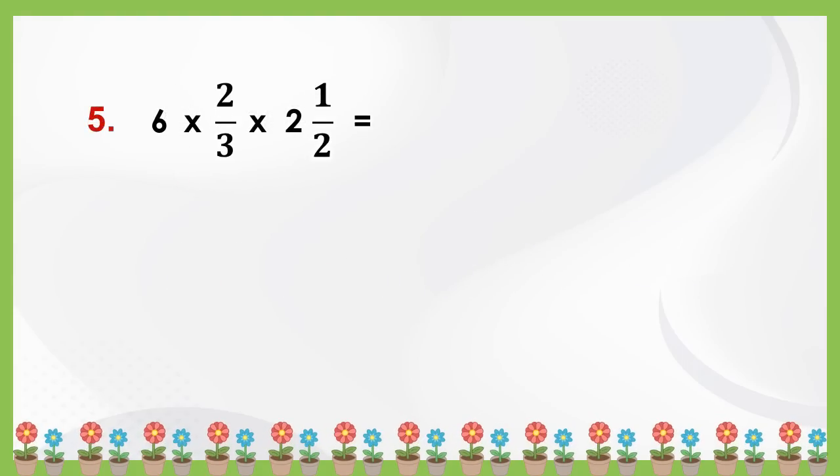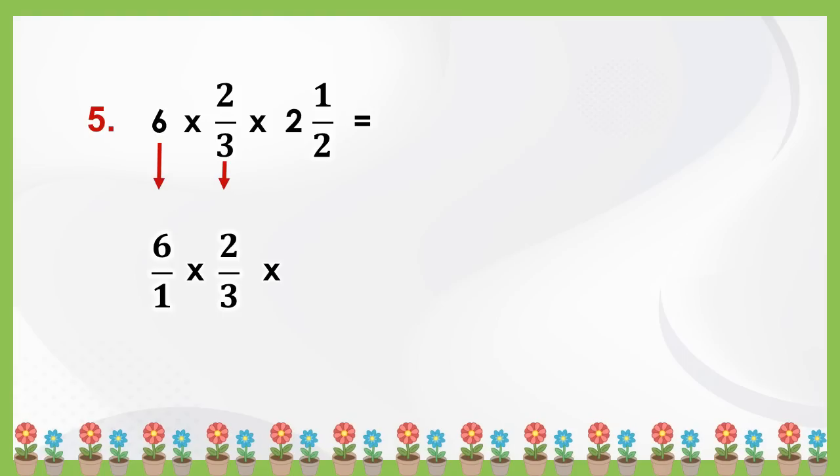And number 5, 6 times 2/3 times 2 and 1/2 equals. So 6 is the same as 6 over 1 times, rewrite 2/3 times, change the mixed number 2 and 1/2 to an improper fraction. So 2 times 2 plus 1 equals 5 over 2.